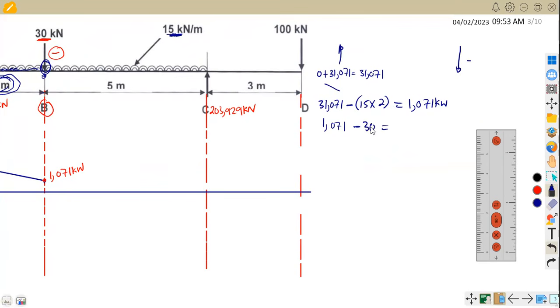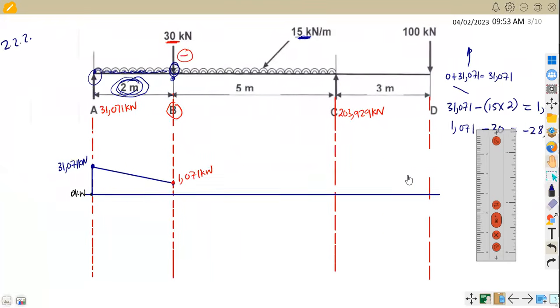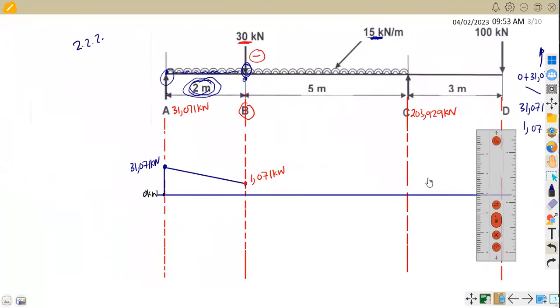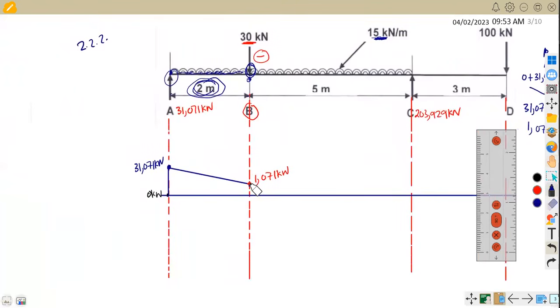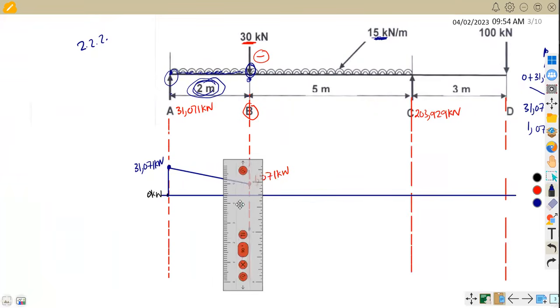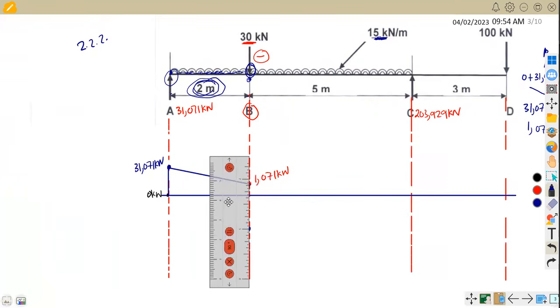Okay, so if you subtract 1,071 minus 30, we are going to obtain negative 28.929 in kilonewton. So this is going to be negative. It's a point load, it goes down straight. This one, it goes straight down. Okay, so from this point, we are going to go straight down to negative. So let's say approximately we're at this point. So which means we are going to join this straight.